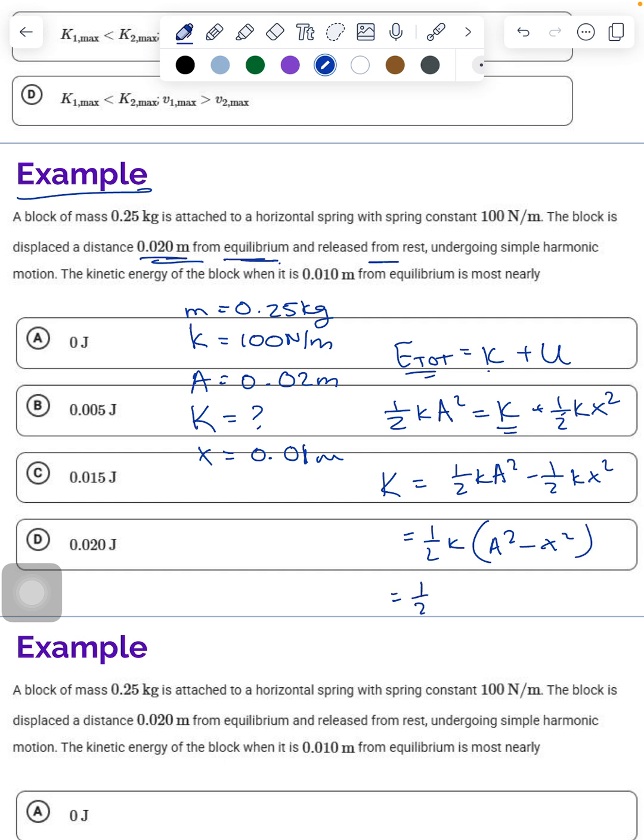And we have 1/2 multiplied by 100 multiplied by A, which is 0.02 squared minus 0.01 squared, and we get an answer of answer choice C.